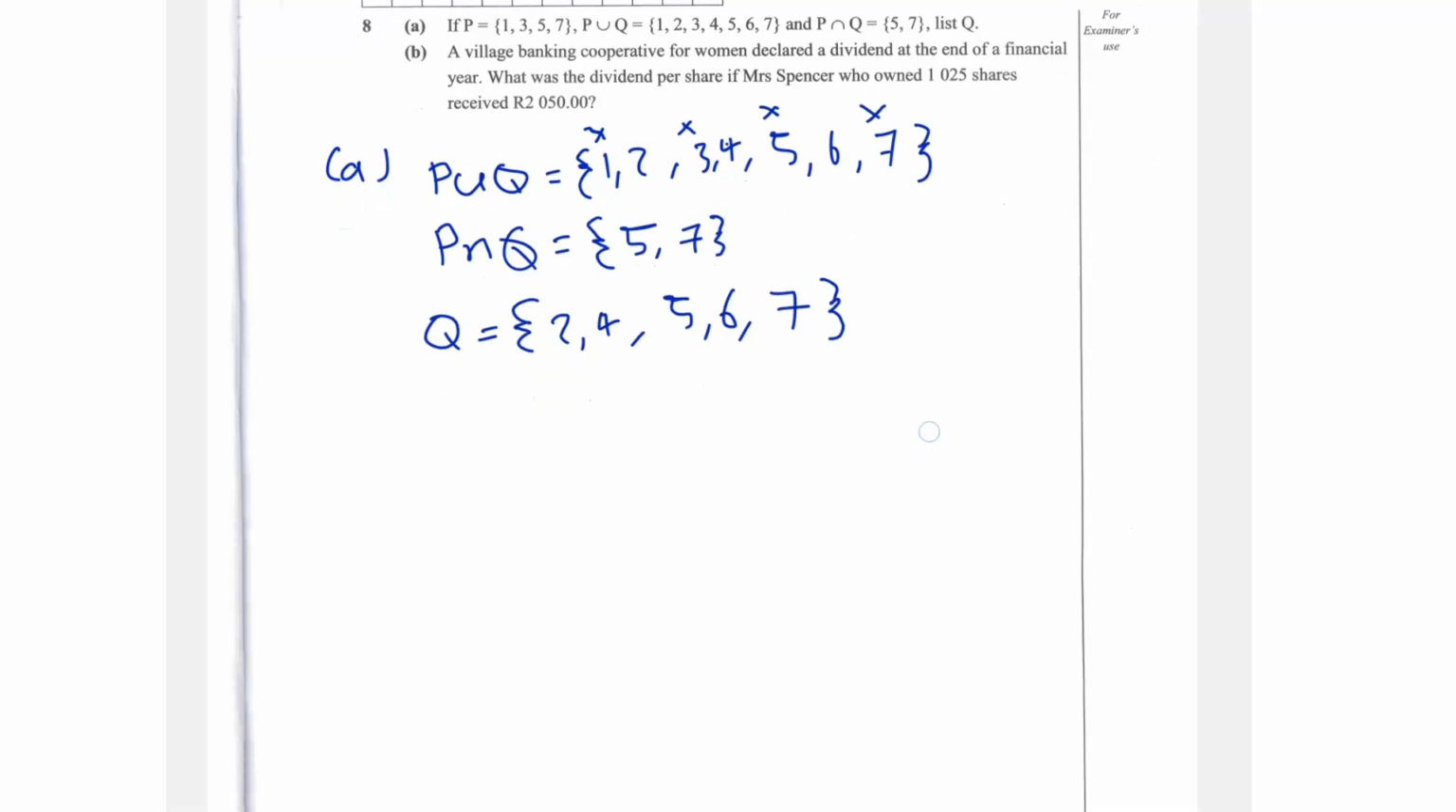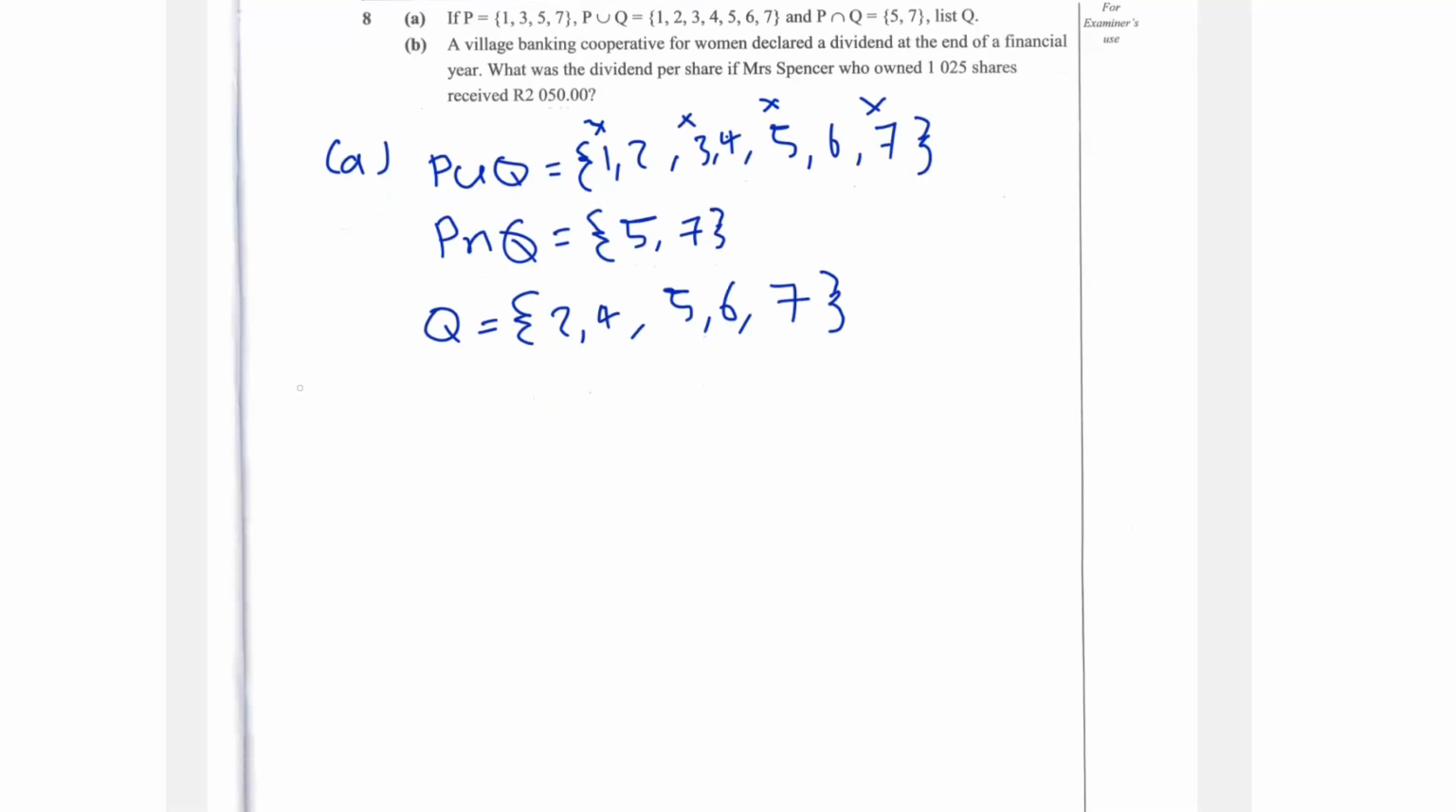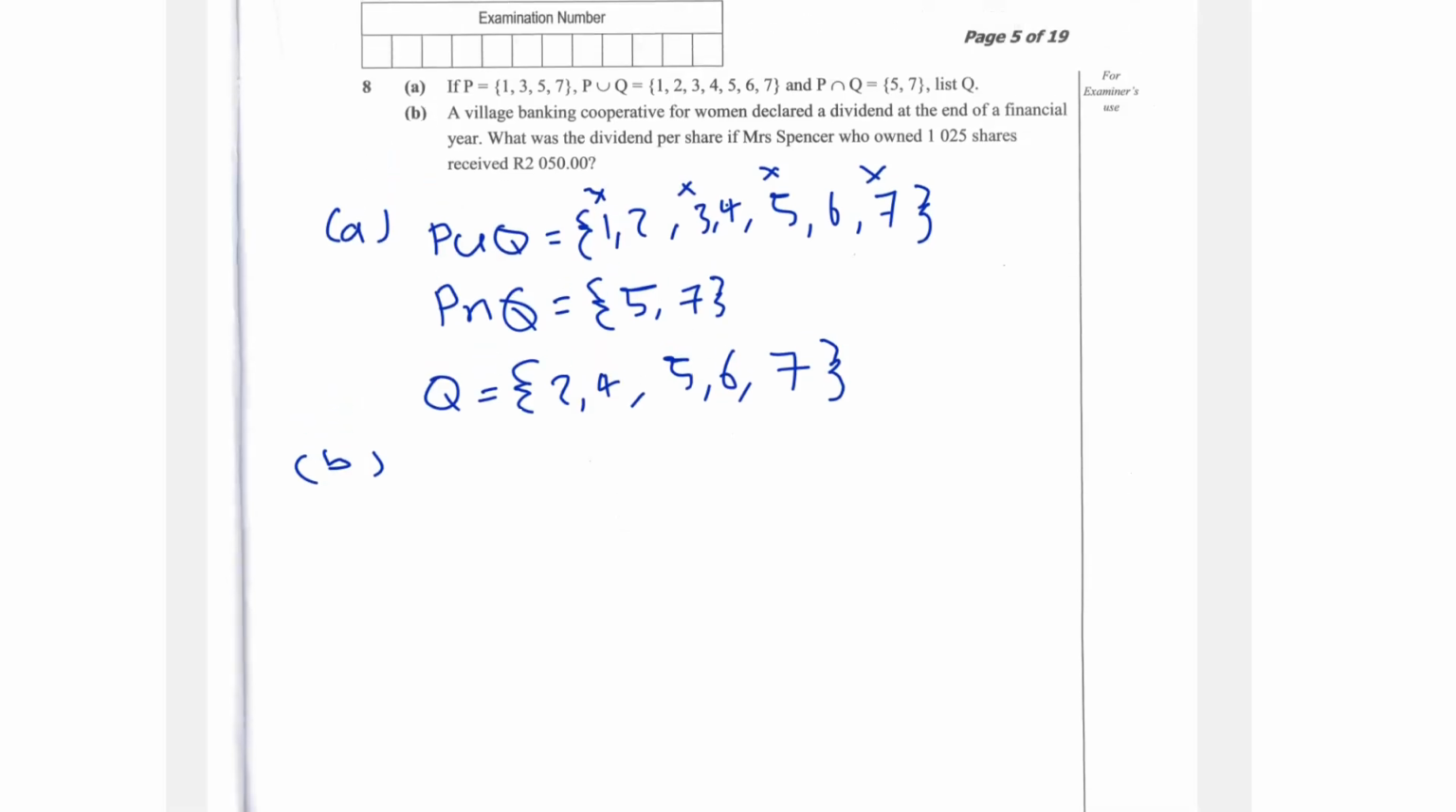Let's find the second part of the question, which is B. B is saying a village banking cooperative for women declared a dividend at the end of a financial year. What was the dividend per share if Mrs. Spencer, who owned 1,025 shares, received 2,050? What was the dividend per share?